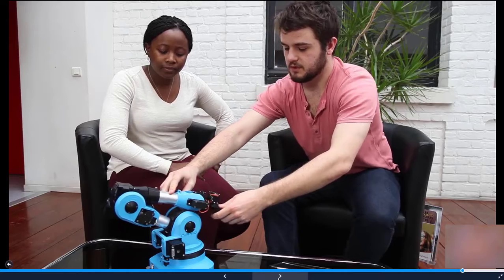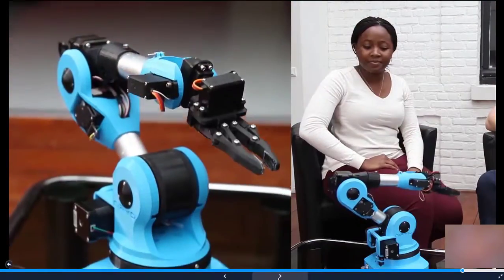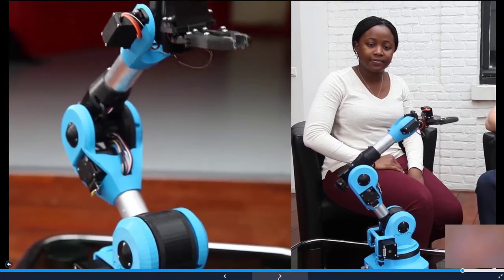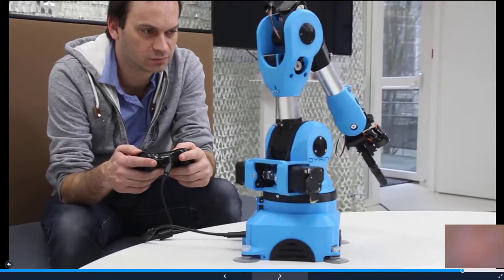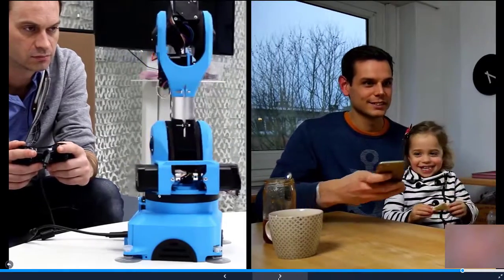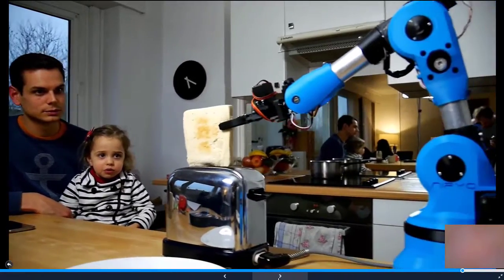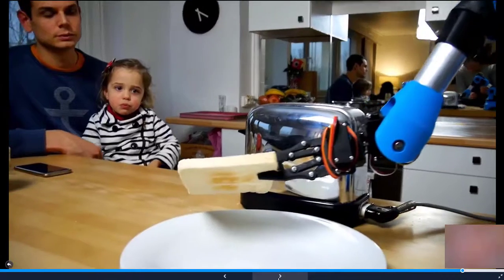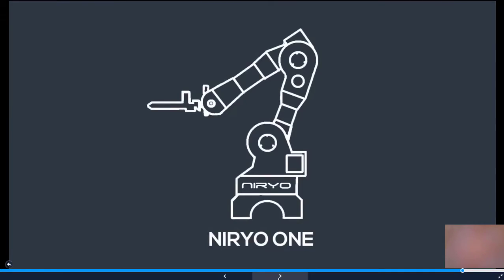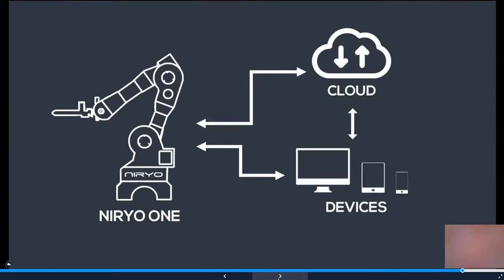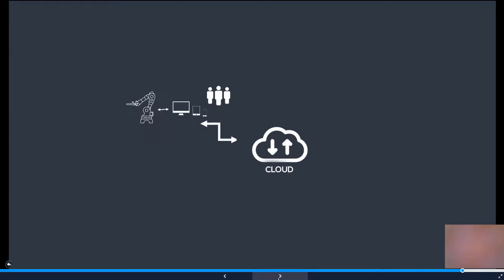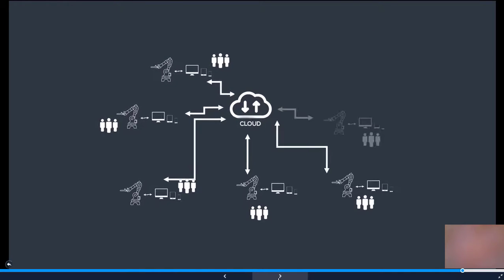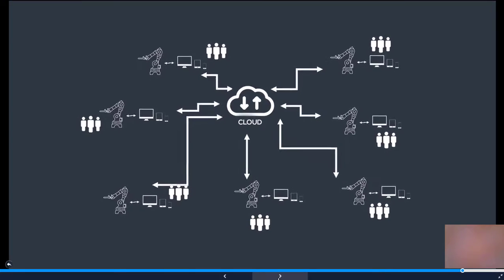Controlling Nereo One is so easy. You can teach the robot what you want it to do just by moving it with your hands. Want to use a gamepad? Here you go. You can use the mobile and web applications to have more control over the robot and control it from a remote place. Nereo One will be connected to the internet. Oh, and it means you can also get free software upgrades, and you can share programs with your family, friends, and other people around the world.